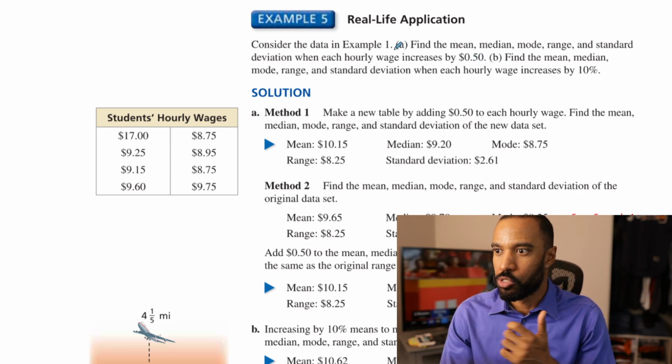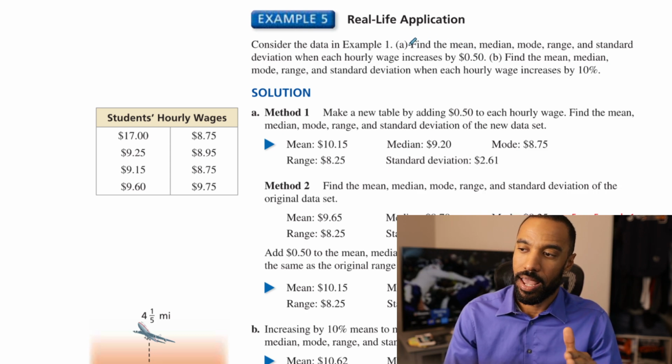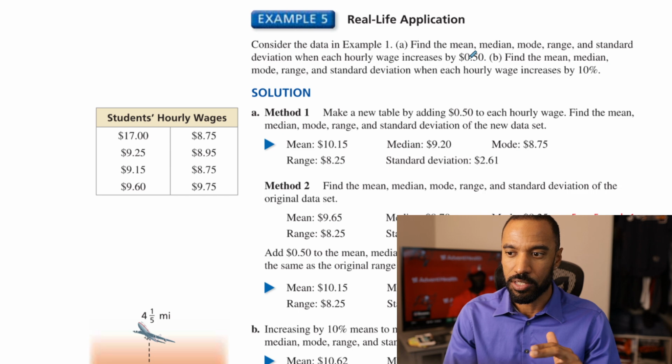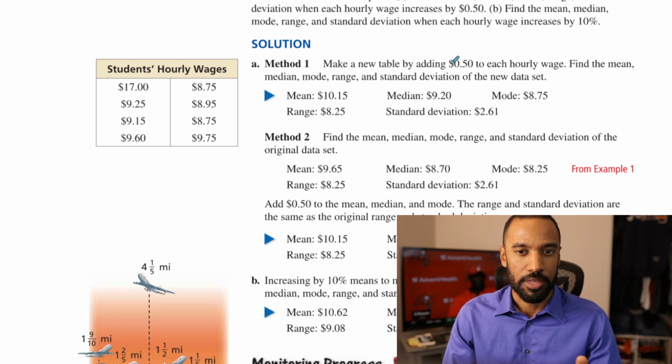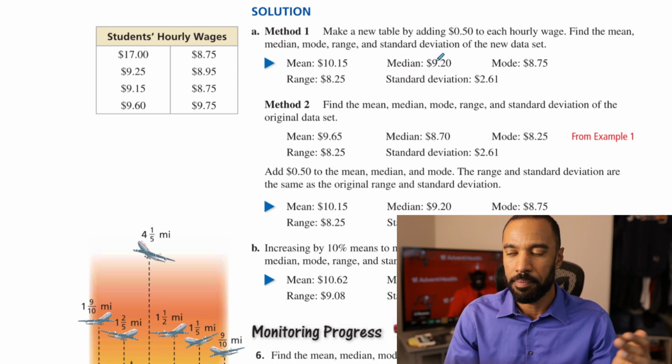What was I saying here? Oh, so we saw the parts A and B. So it's two different questions within. Okay. So part A, let's increase everything by 50 cents. Now they're showing two different methods. One, and I'll probably try one versus another on different problems, right?